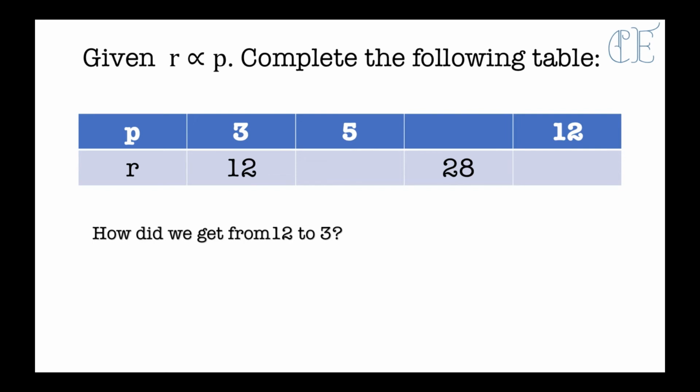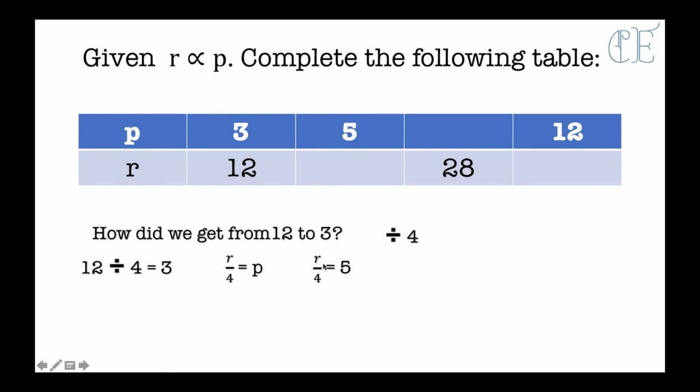So you've got to think, how do we get from 12 to 3? Well, 12 divided by 4 is 3. So if 12 divided by 4 is 3, we know that 12, which is R, divided by 4 equals 3, which is P. So this is the equation that we can use to then complete the rest of the table.